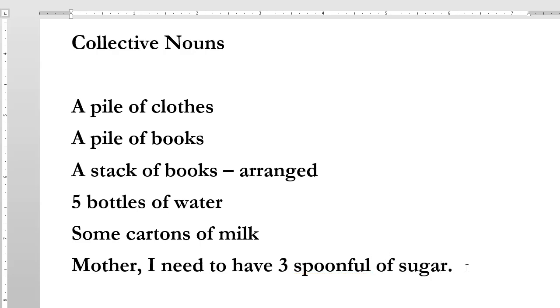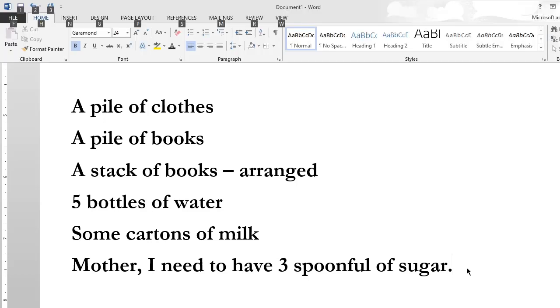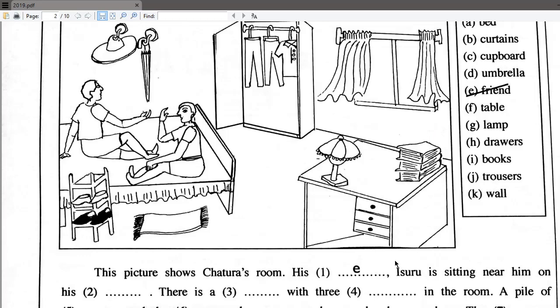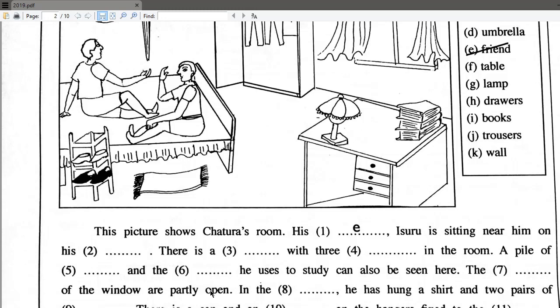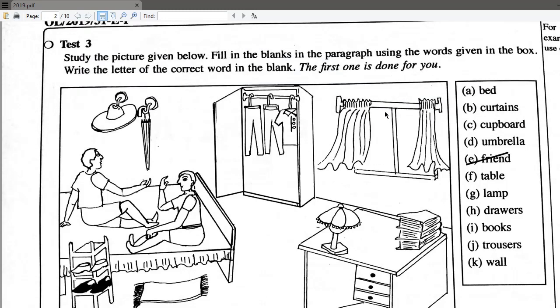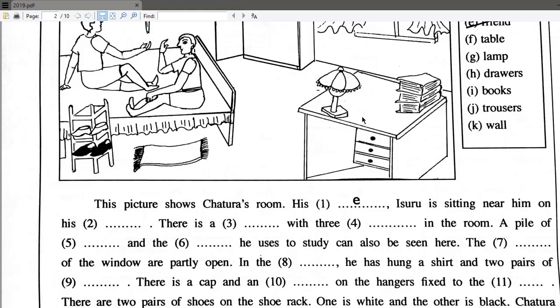Now, my dear children, something else that I would like to stress in this case is that your knowledge of collective nouns also comes in handy here, right? Let's come back. The curtains of the window are partly open. What of the window are partly open? Can you look? The curtains. Because you can look at these curtains. They are not fully open. They are partly open. It's not half. It's not full. But somewhere in the middle. So, partly open means the curtain is not fully open, but rather somewhere between half and full.